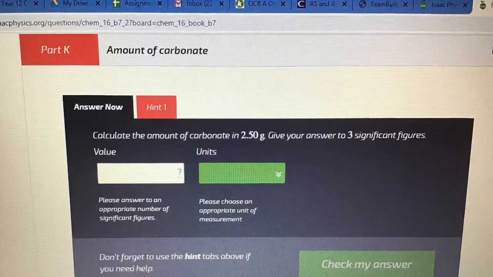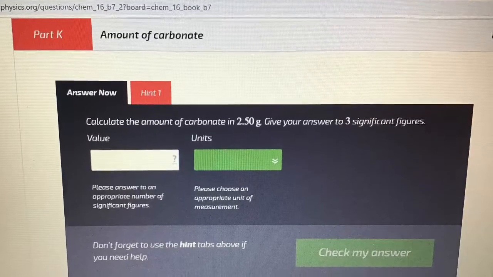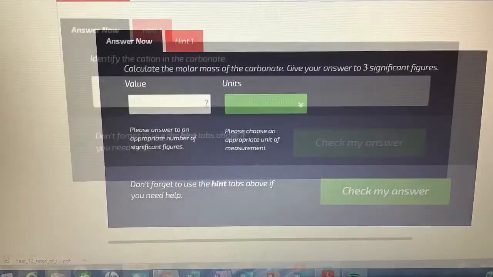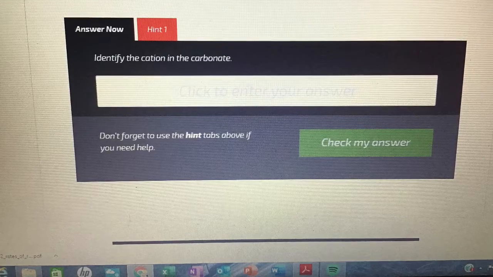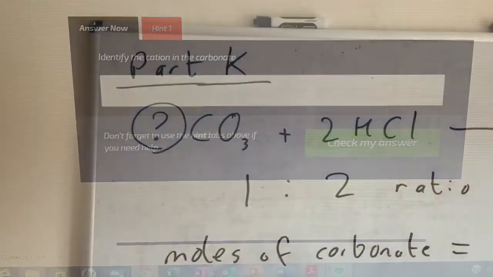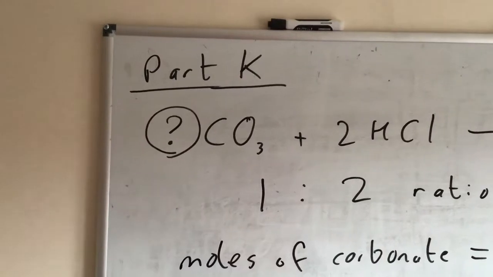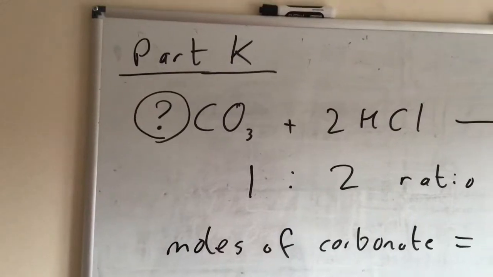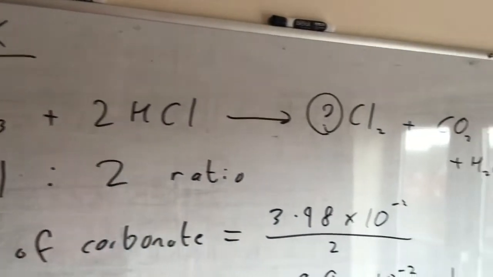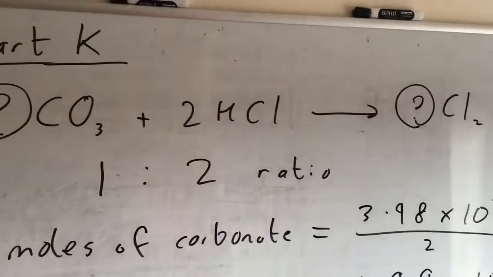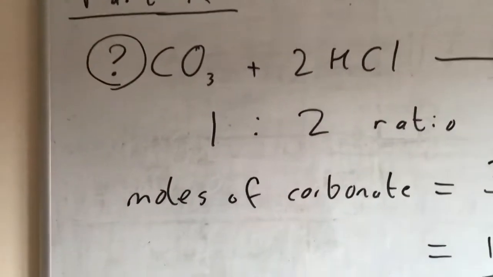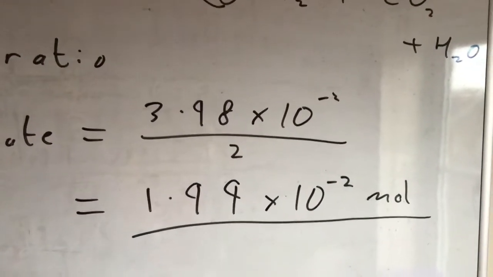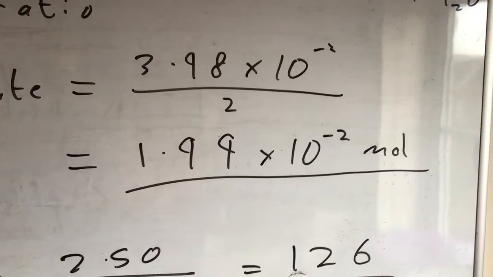So we're very near the end now. We know the number of moles of carbonates, and from that we can work out the relative molecular mass of the carbonate, and from that we should be able to identify the metal ion in the carbonate. The good news is that we're nearly done. So here we're trying to find in part K the number of moles of carbonate, and for this we needed to remember the equation for the reaction between hydrochloric acid and the carbonate, and it was a 1:2 mole ratio. Therefore the moles of carbonate are the number of moles of hydrochloric acid divided by 2, gives me 1.99 times 10 to the minus 2 moles.